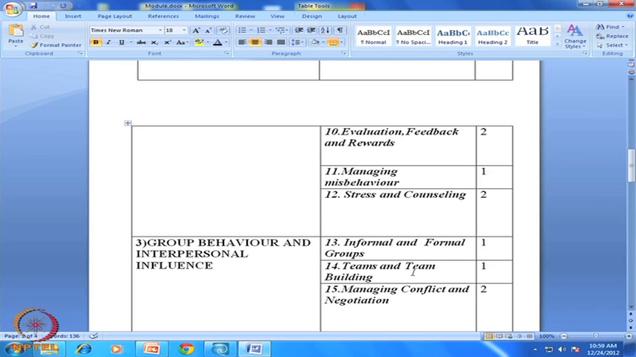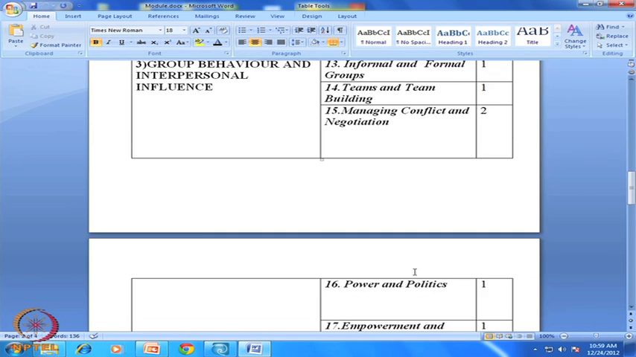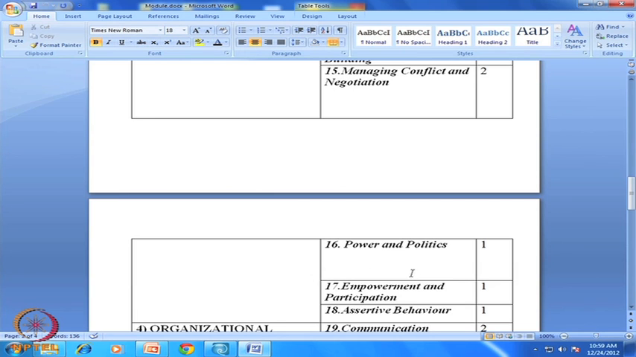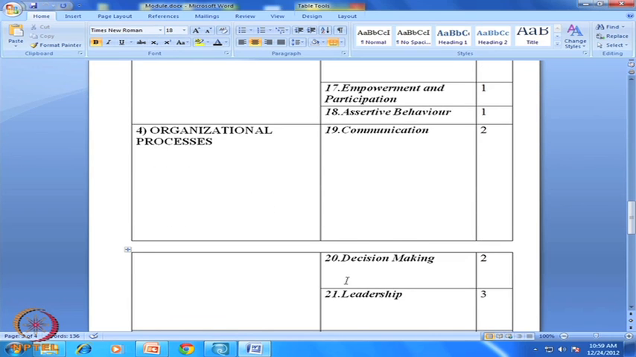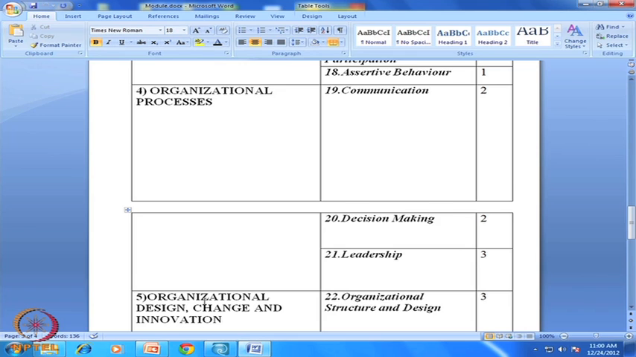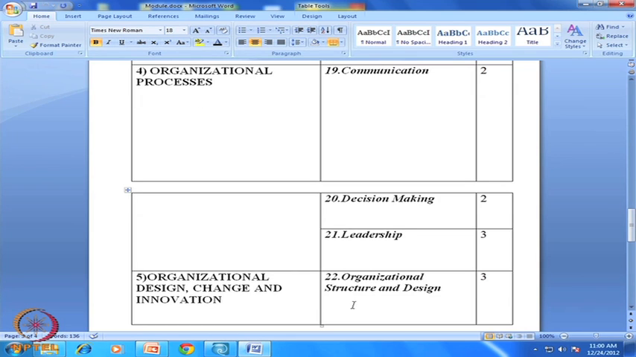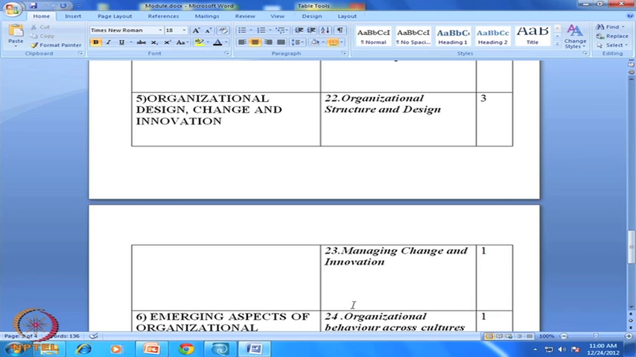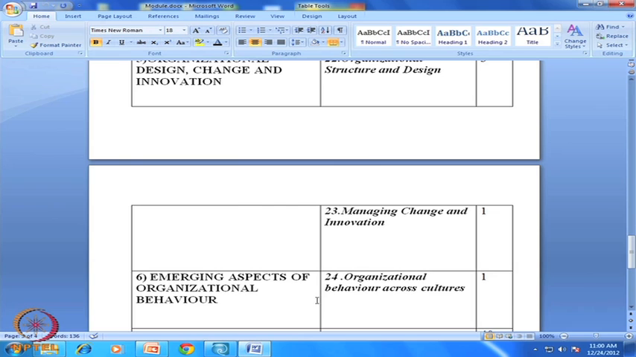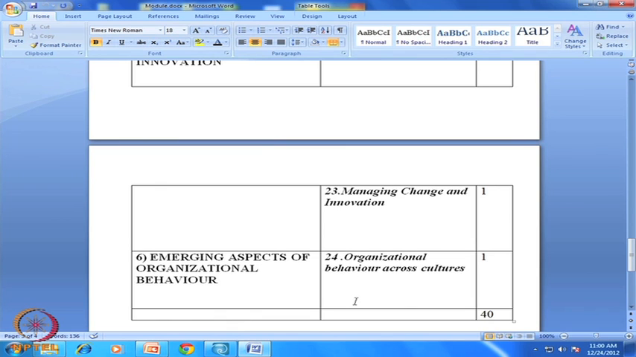Third, we'll move to the group behavior and interpersonal influence, and it is spread into submodules like informal and formal groups, teams and team building, managing conflict and negotiation, power and politics, empowerment and participation, assertive behavior. Next, we'll move into the module of organizational processes, which consists of communication, decision making, leadership. Next, we move into organizational design, change and innovation, which consists of the submodules of organizational structure and design, managing change and innovation. And lastly, we'll cover the emerging aspects of organizational behavior, which consists of one submodule only, which is organizational behavior across cultures.